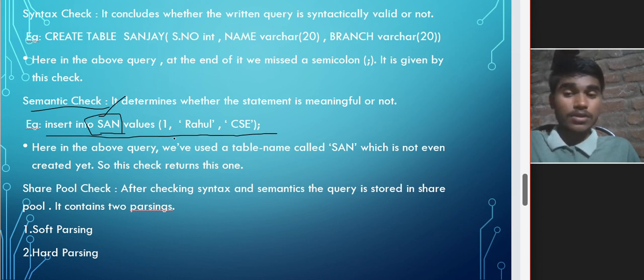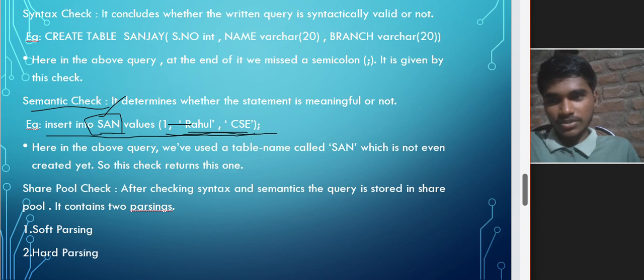Next, the third and most important check, the shared pool check. After checking the syntax and semantics, the query is passed into the shared pool, where the query is stored. So the query is stored in a shared pool. Next, in the shared pool we have two types of parsing.